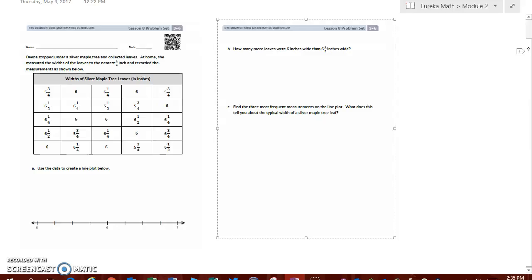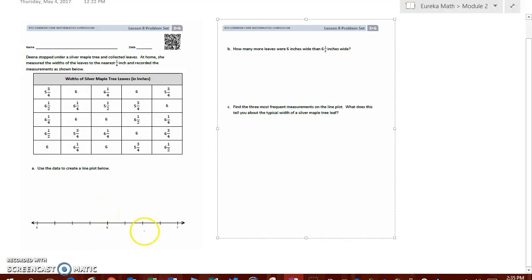So if you look at the situation, we've got our first problem, which is with Dina. Dina stopped under a silver maple tree and collected leaves. At home, she measured the widths of the leaves to the nearest 1/4 inch and recorded the measurements as shown below. So you've got this big table with all these different measurements. And so just like we did for lesson 7, we're going to use the data to create a line plot.